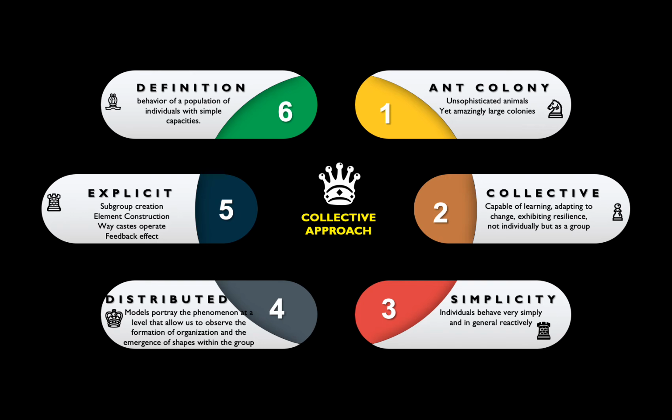Explicitly modeling these interactions allows us to observe several things. For example, it allows us to observe the creation of subgroups of individuals within the population. It allows us to observe the construction of elements in the environment. It allows us to observe the way that castes operate. It allows us to observe the feedback effects exerted by these elements on these subgroups and the overall population.